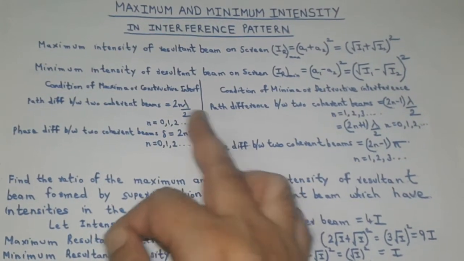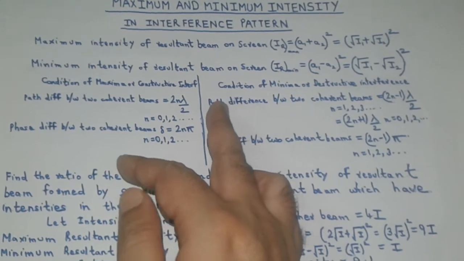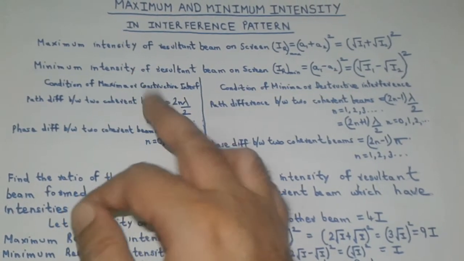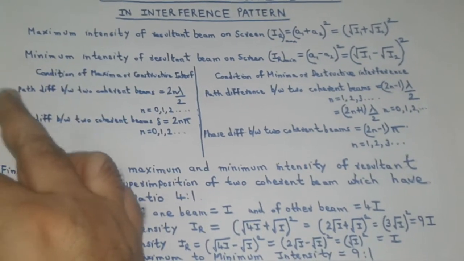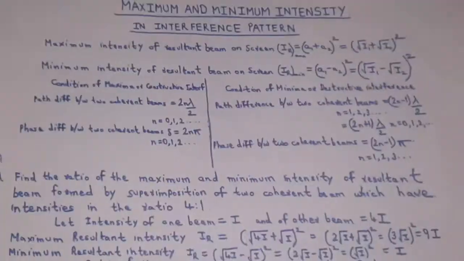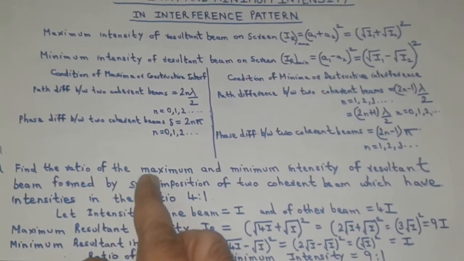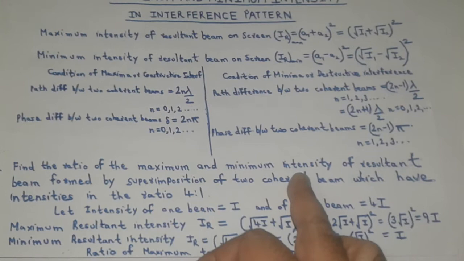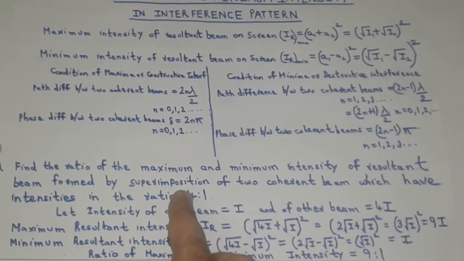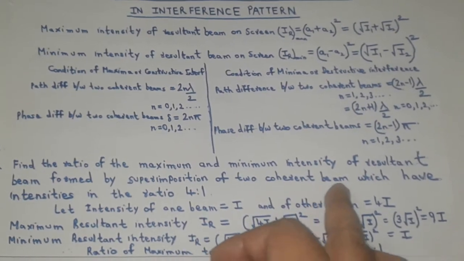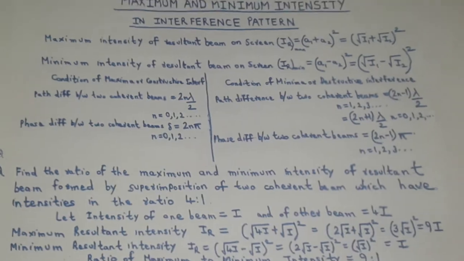There is a path difference between the two interfering coherent beams because the distance traveled by the two beams to different points on the screen is always different. Let us consider an example. Find the ratio of the maximum and minimum intensity of the resultant beam formed by superimposition of two coherent beams which have intensities in the ratio 4:1.